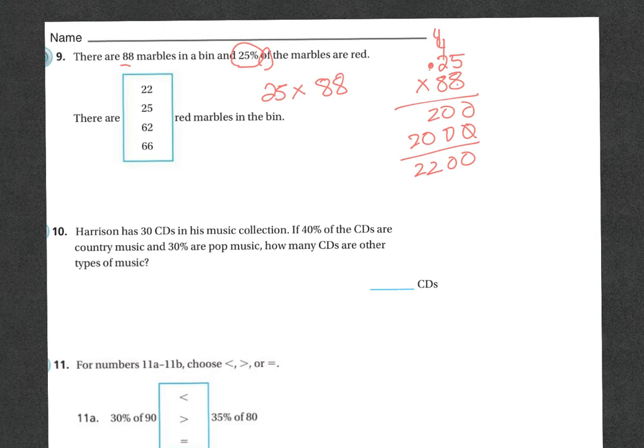8 times 25 is going to be 200. Do my space saver. 8 times 5 is 40. 8 times 2 is 16, plus the 4 is 20. I'm going to add them up. So we get 2200. I need to move my decimal 2 spaces because that's how many's there. So my answer is going to be 22.